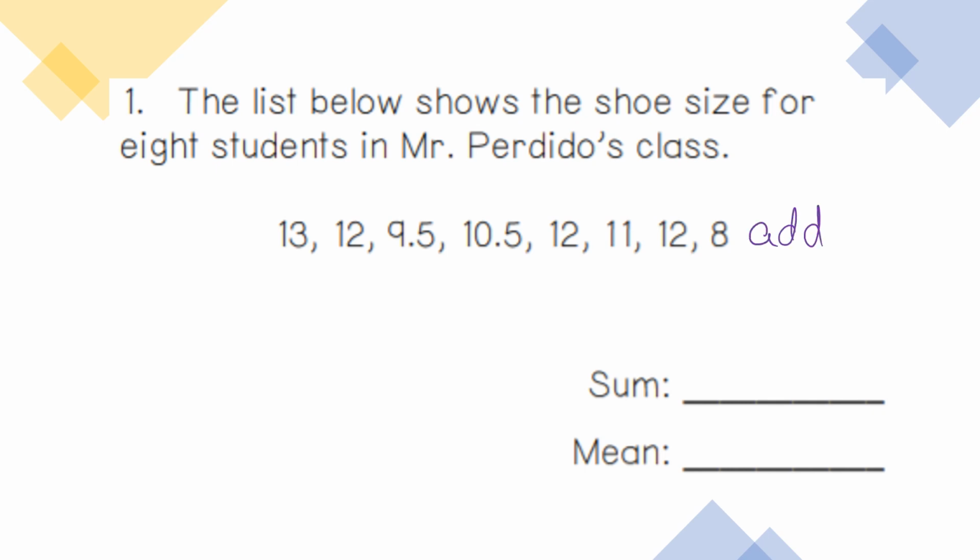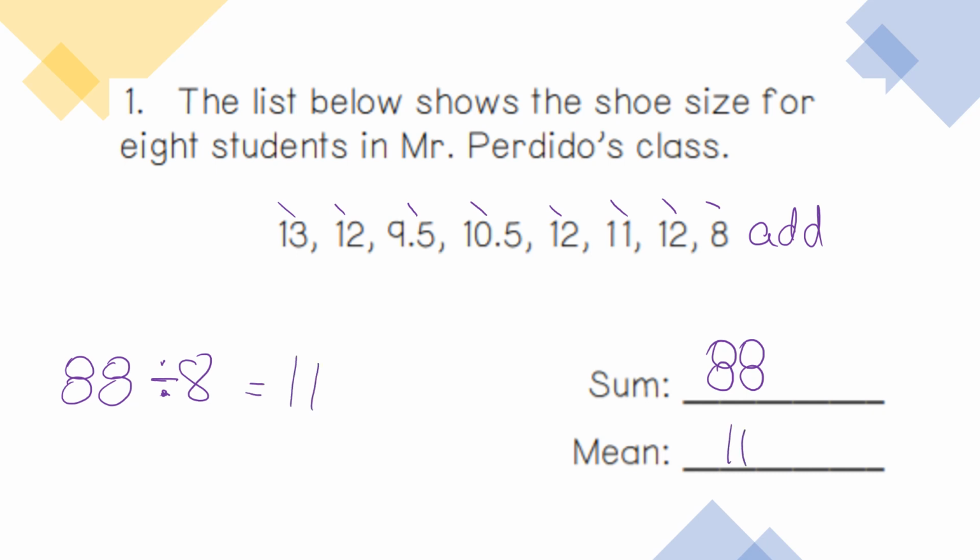Once you type those in and add those up in your calculator, you end up with a sum of 88. Then you want to count how many total values you had. There were 1, 2, 3, 4, 5, 6, 7, 8 possible options there, or 8 data pieces. So you would take the sum of 88, divide it by the number of pieces of data that you have, which is 8, and that gives me a mean of 11.